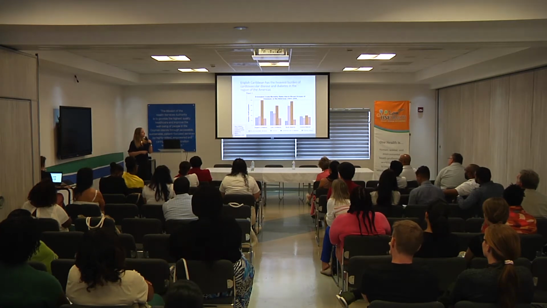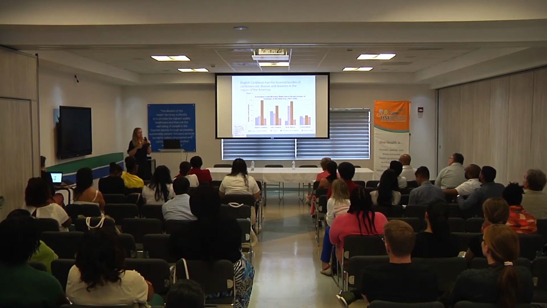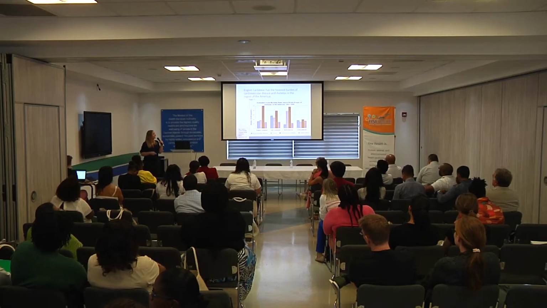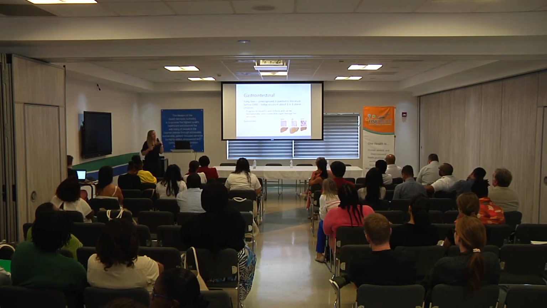And so why I'm bringing this up, and this is touching base on this, is when we look at the English Caribbean, and this was from a PAHO study, you can see here that in the English Caribbean what we are dying from are cardiovascular diseases and diabetes. The rest of these diseases are not quite as prevalent here, and so this is one of the reasons we really do need to focus on children when we see this. This is something we need to prevent.